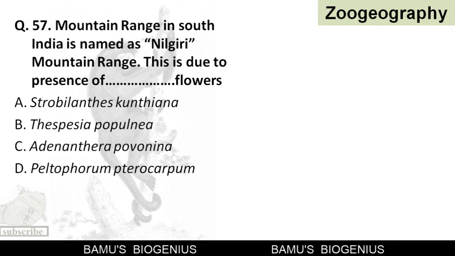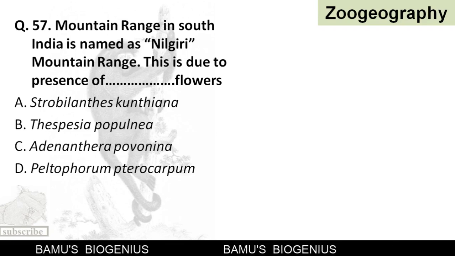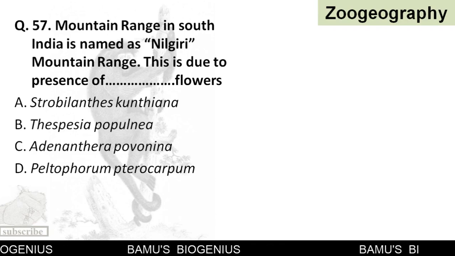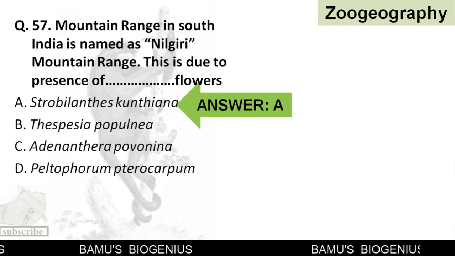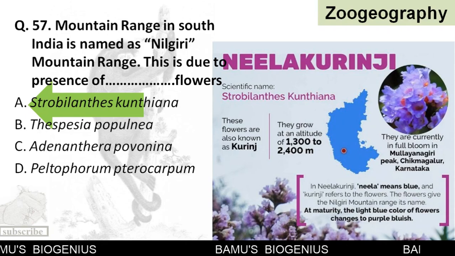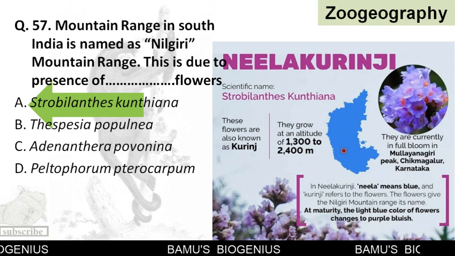Options are A. Strobilanthus kunthiana, B. Thespesia populnea, C. Adenanthera pavonina, and D. Peltophorum pterocarpum. The answer is Strobilanthus kunthiana. These are commonly called Neela Kurinji flowers. Neela means blue and Kurinji means flowers. So these flowers are responsible for giving this South Indian mountain range its name, the Nilgiri mountain range.